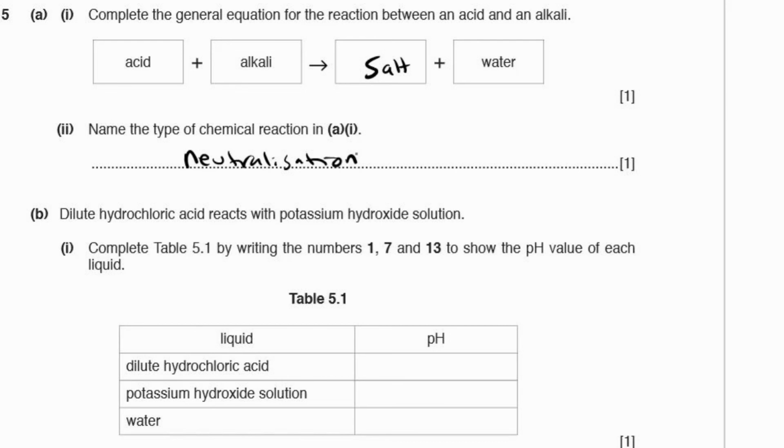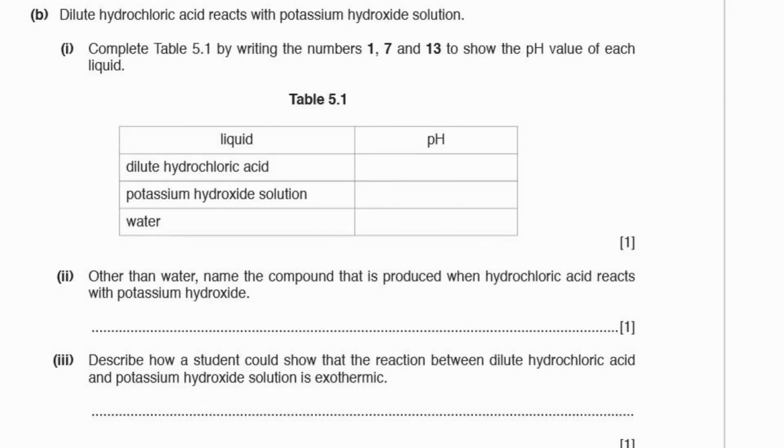Okay, it's a neutralization reaction when you produce a salt and water from an acid and an alkali, because water is neutral. Salt and water is neutral. So dilute hydrochloric acid reacts with potassium hydroxide solution. Complete table 5.1 by writing the numbers 1, 7, and 13 to show the pH value of each liquid.